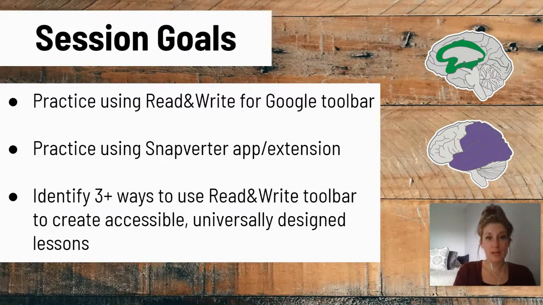We also are going to learn how to use Snapverter, which is another tool from the same company as Read and Write for Google. You also have access to that. And what Snapverter does is it allows you to take pictures of maybe written text or documents, maybe old worksheets, workbook pages, and make them digital, but in a format where students can also annotate on them, write on them in just a snap. So you take the picture, it uploads, and then you can use it. So it's a pretty awesome feature.